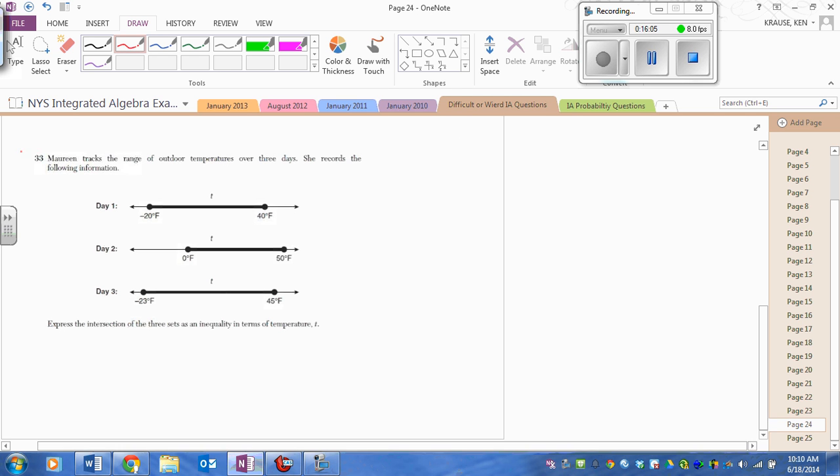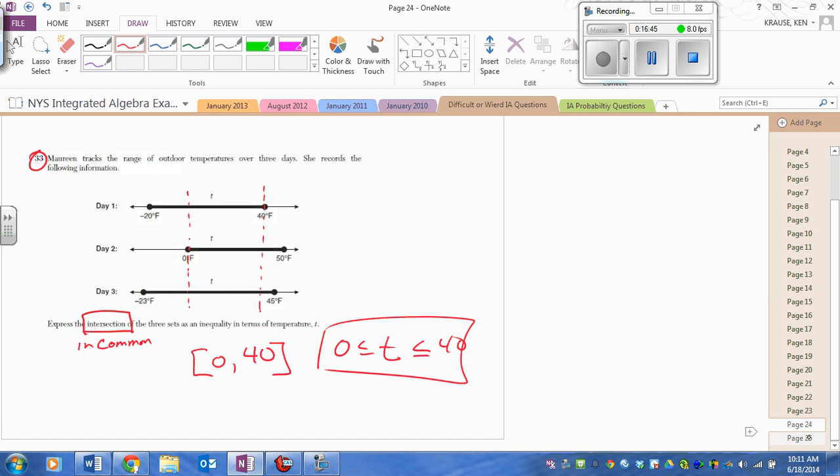Express this intersection. This is question 33, so it's 2 points. The intersection is what they have in common. So what they have in common is this, from 0 to 40 degrees inclusive. But they said in terms of temperature T, so you might have to say T is less than or equal to 40 and greater than or equal to 0. Either one I think would be okay. Last page, almost done.